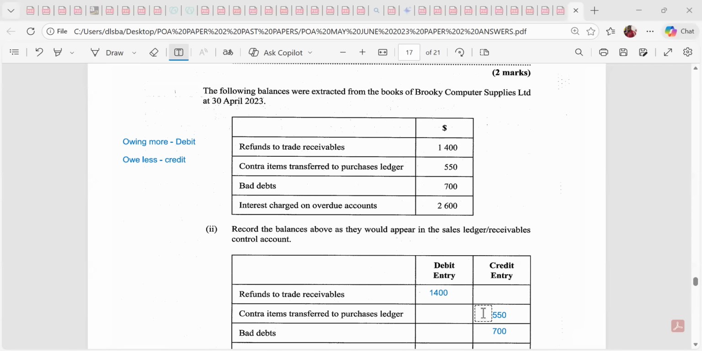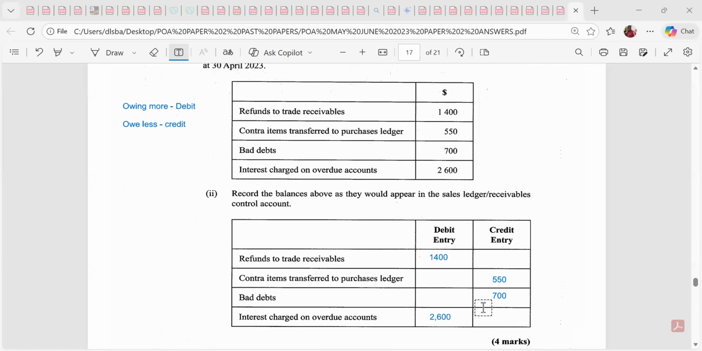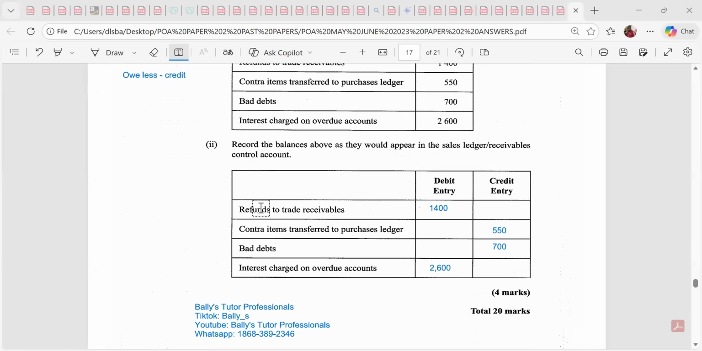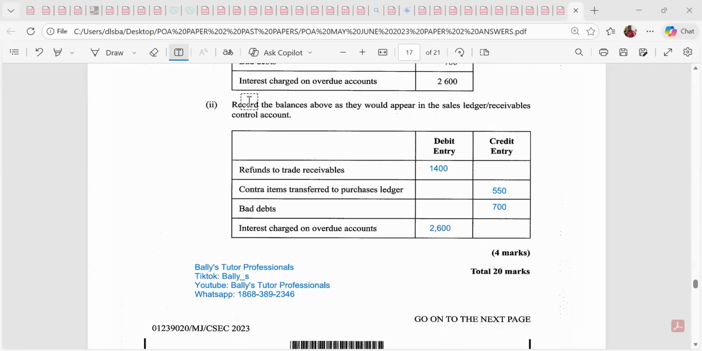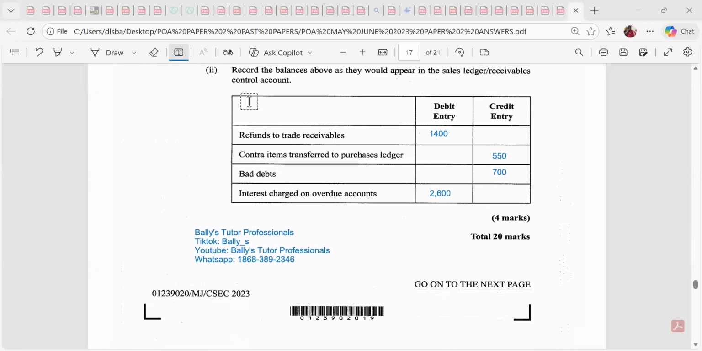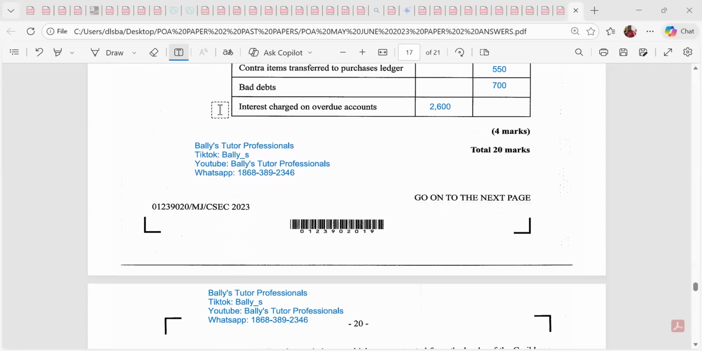Bad debt, if I write you off as a bad debt, it means I no longer expect to collect from you. That's reducing how much you owe, credit side. Interest charge on overdue accounts. I'm charging you interest. That means you now owe me more, debit side. And that is it. One more question.